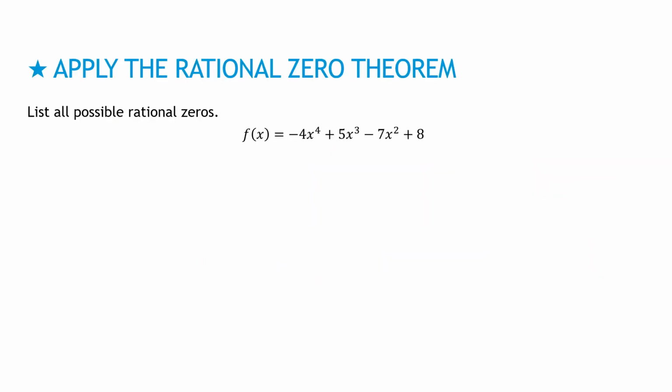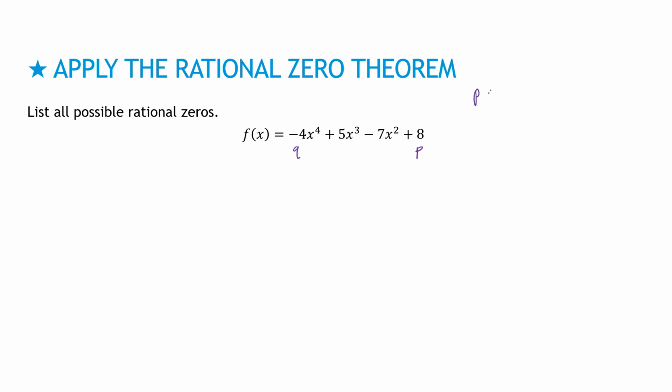Scratch that, I lied. First I want you to come up with the rational zeros, and then we'll do a question where we actually use them. So go ahead and press pause, come up with all the possible rational zeros, and then press play to see how you did. So again, P is 8, Q is negative 4.